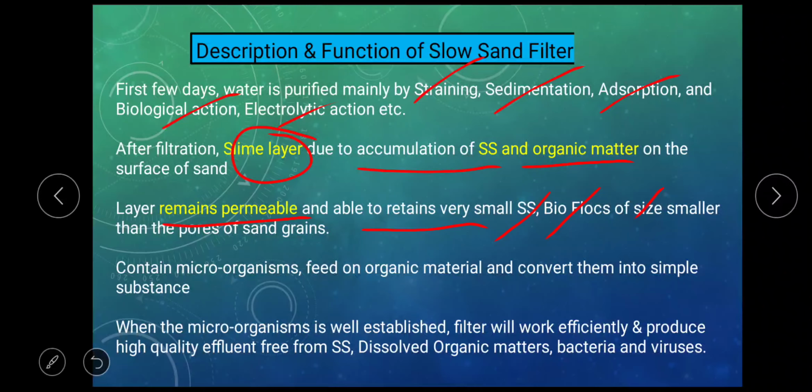This slime layer also contains microorganisms which feed on the organic material. This organic material is food for the microorganisms. So these microorganisms convert the organic impurities into stable and simple compounds. When the concentration of microorganisms is well established, the filter will work efficiently and produce high quality water, free from suspended and dissolved organic matter, bacteria and viruses, etc.